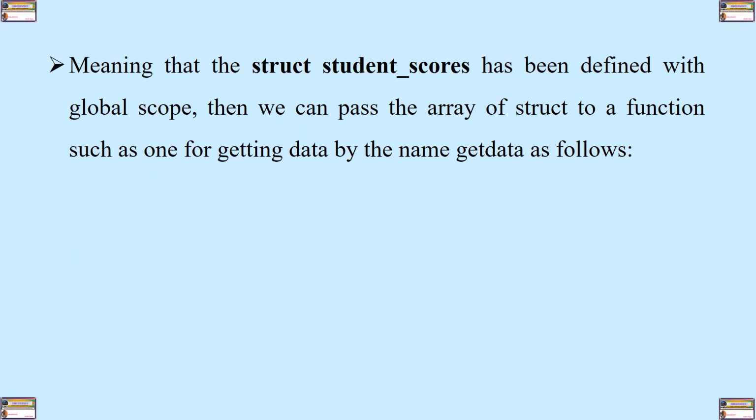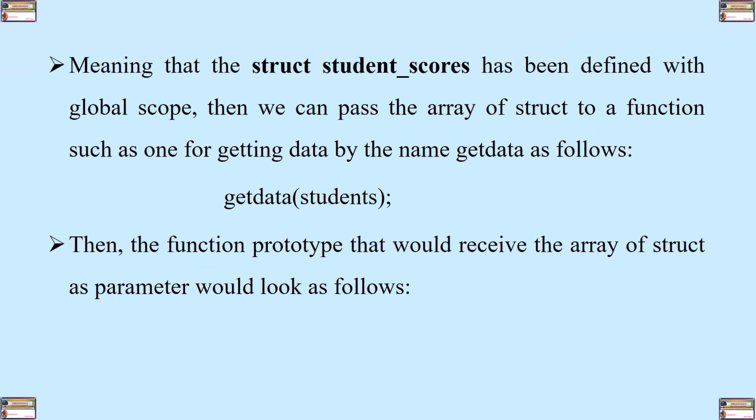So if you have that, meaning that the struct student scores has been defined with a global scope, then we can pass the array of struct to a function such as one for getting data, by the name get data, as follows. So you can see what you're passing is the variable for the structure. Our structure variable is students. So we are passing students to the get data function.